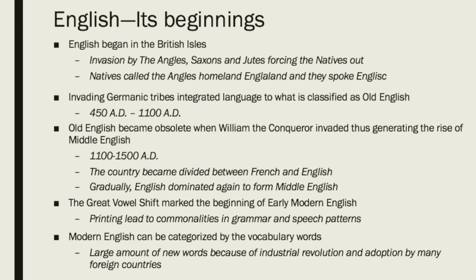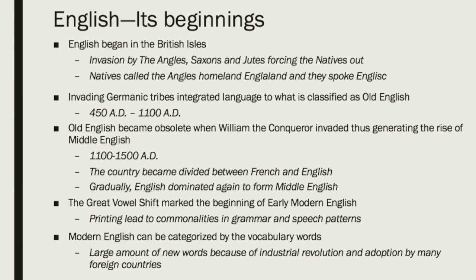So now that we know where accents come from and what accents actually are, it would be a great time to talk about the beginnings of English. English originated in the British Isles in the 5th century AD by the landing of three different Germanic tribes, the Angles, the Saxons, and the Jutes.